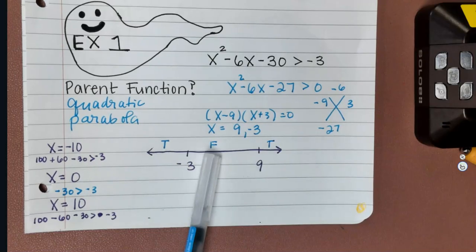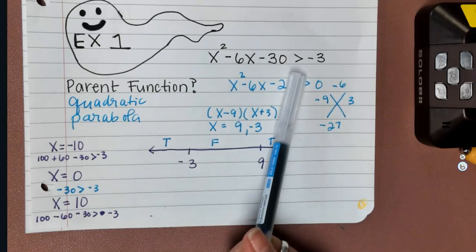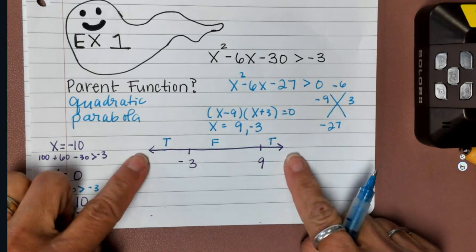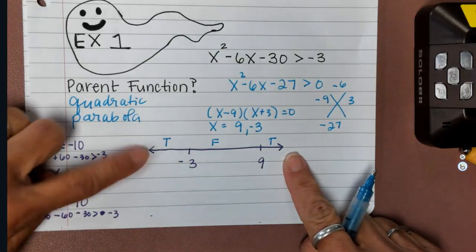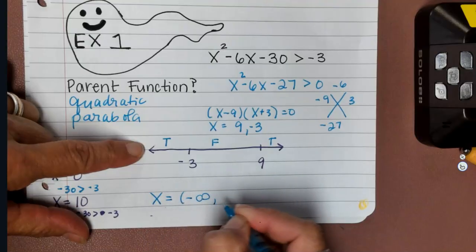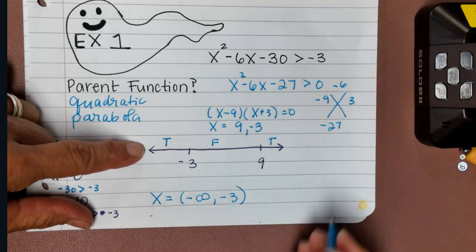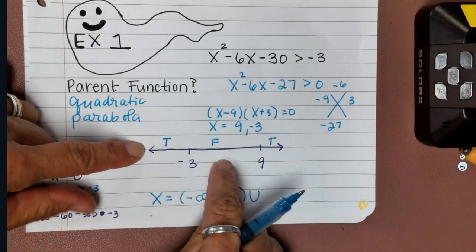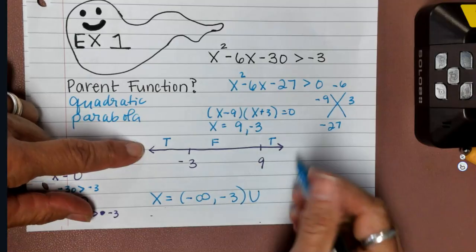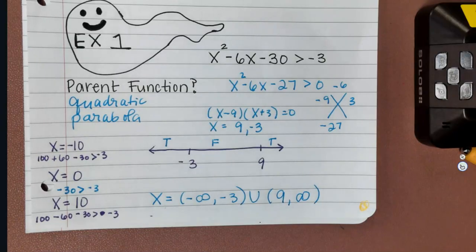Okay, so that's work. That's not our answer. Our answer has to be in interval notation. So, look, it's not part equal either, but it does include infinities. So it's going to be negative infinity to negative 3. And then you got a gap. Don't forget to draw this U because you got to jump some stuff. And then it's going to be from 9 to positive infinity. That's it. That's the answer.